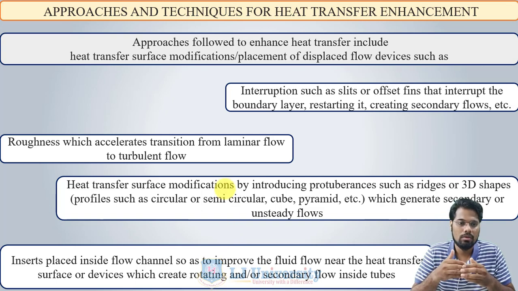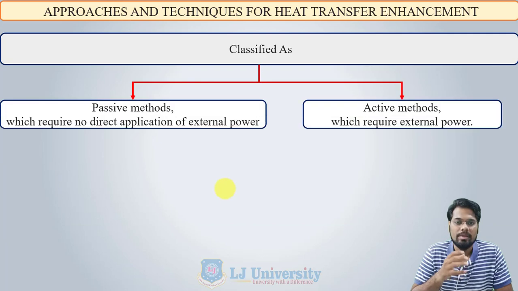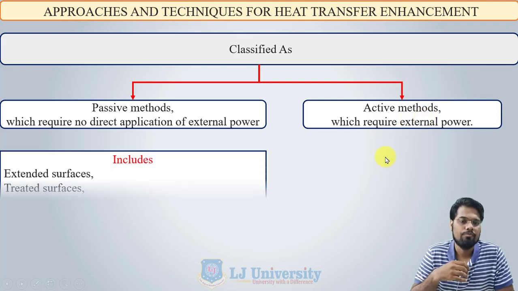As we move on to the next slides, you will understand how to enhance any surface, or what are the different techniques to enhance the surface or to convert laminar flow into turbulent flow. Basically all these techniques are classified into two ways. First is passive methods and then active methods. Passive methods require no direct application of external power, and active methods require some external power.